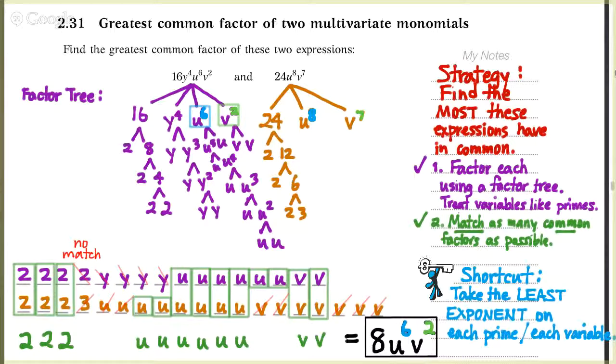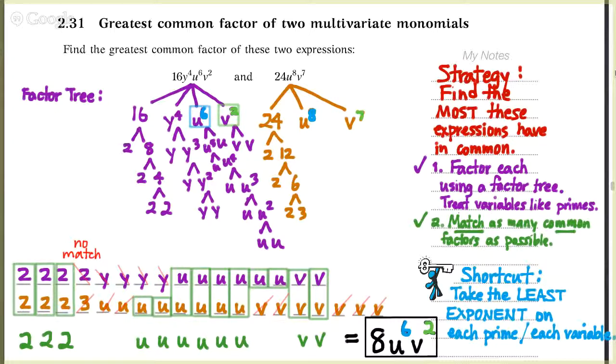So we would ask ourselves the question, how many u's belong in our final answer? Well, our first expression had 6, our second expression had 8. So between those 2, we're going to choose the lesser. So our greatest common factor will have 6 factors of u. Likewise with the v's. Our first expression had 2 of them, second expression had 7 of them. So we should choose the lesser and have v to the 2.